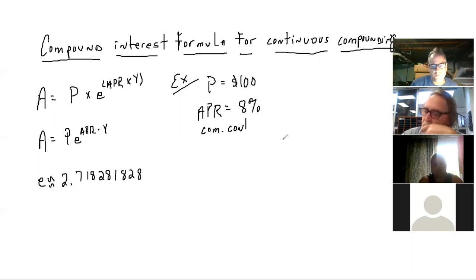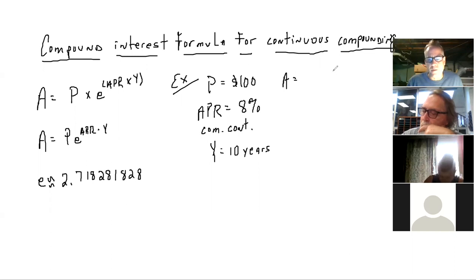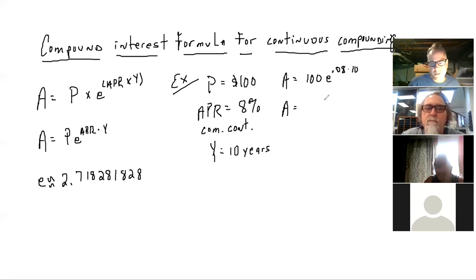So picking up your accumulated balance, it would be 100 times E to the power of 0.08 times 10. All right, so that's going to end up giving me $222.55 over that 10-year period.